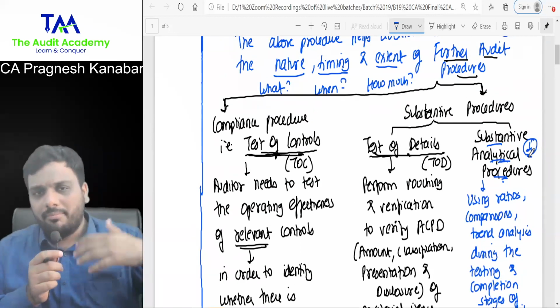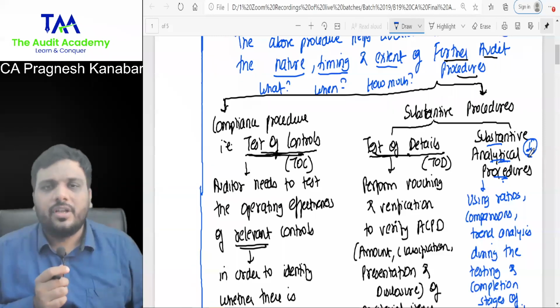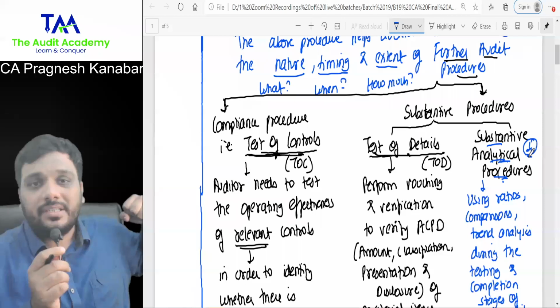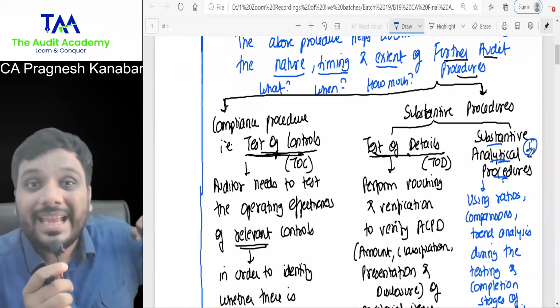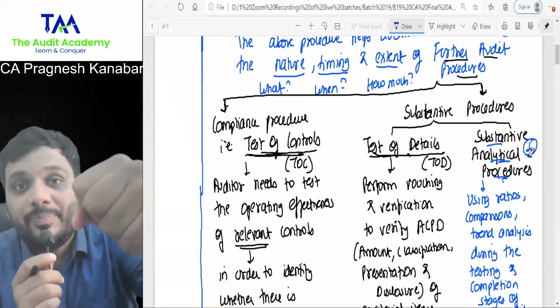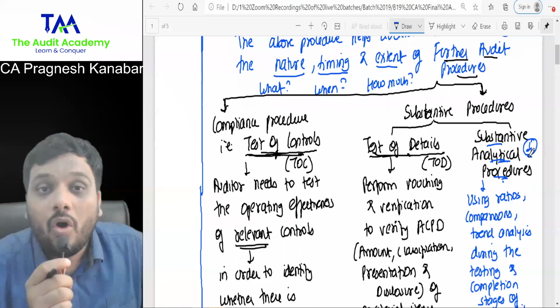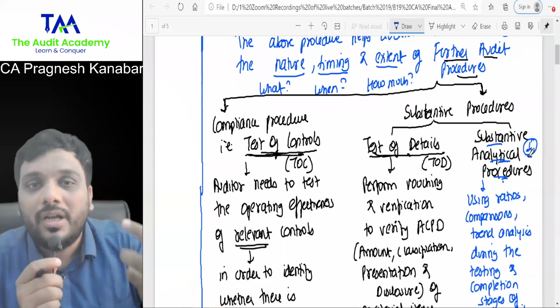So this whole compliance procedure, test of controls, test of details, substantive analytical procedure, all of this is nothing but what? Auditors' further audit procedures. And technically it is called auditors' responses to the assessed risk.